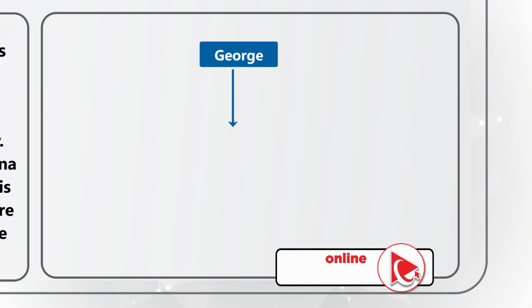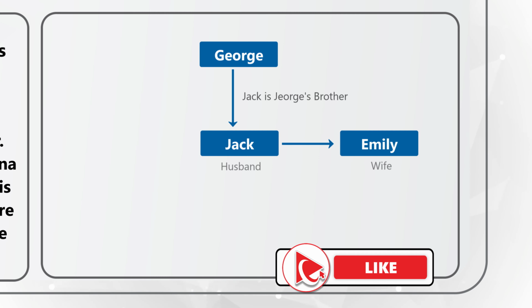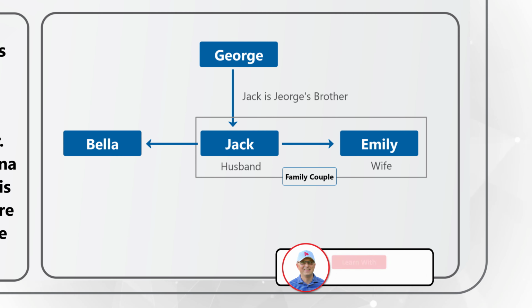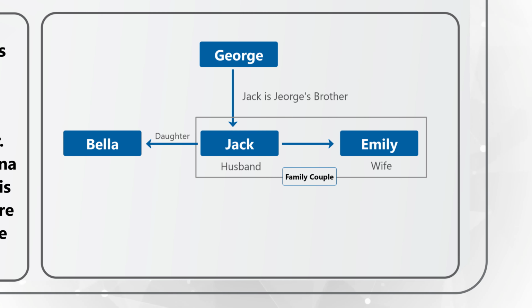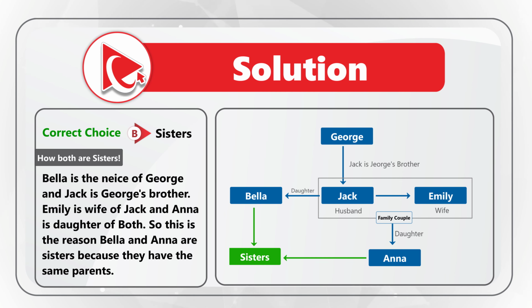Let's start with the statement that George has a brother, and George's brother is Jack. Jack also has a wife, Emily, and they're a couple, and Jack and Emily are a family couple. We also know that Bella is the daughter of George's brother, which means Bella is the daughter of Jack and Emily. We also learned that Anna is the daughter of Emily, which means Anna is daughter of Jack and Emily, which means that Bella and Anna are sisters. Do you have a better way to solve this challenge? Please make sure to post in comments.